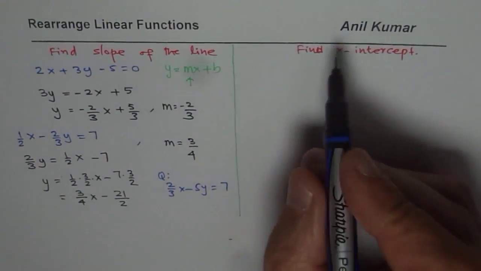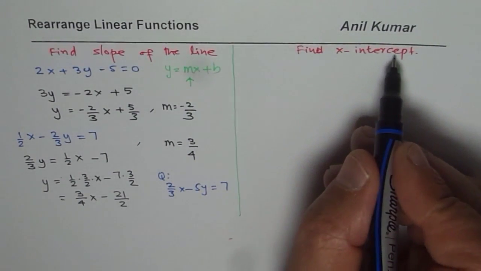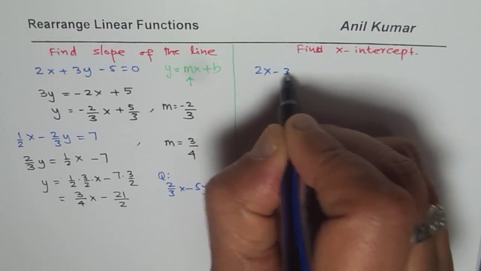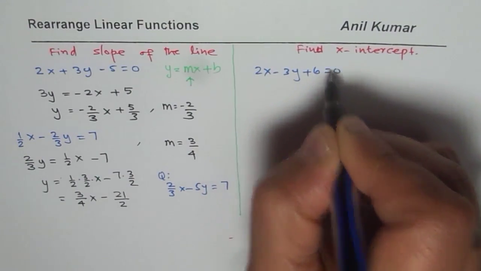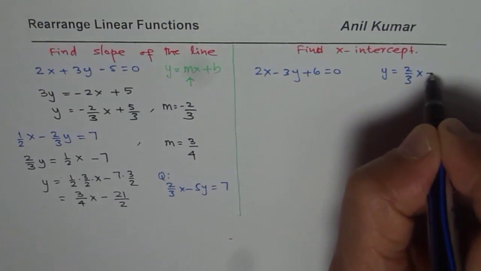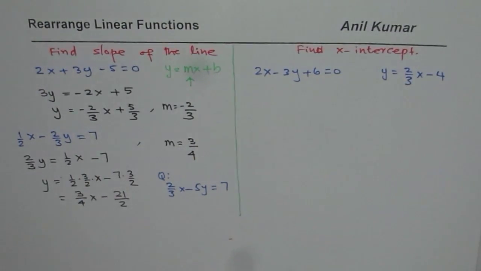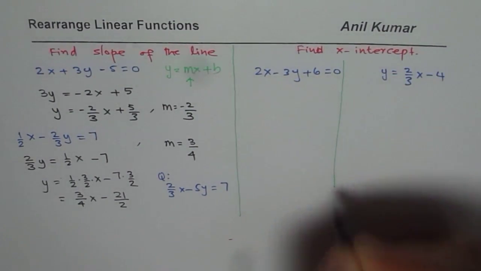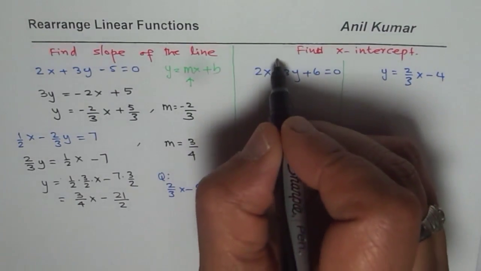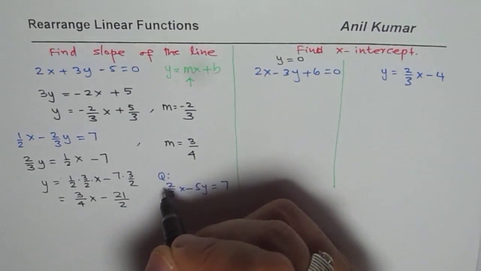Okay, now let's work on how to find the x-intercept. To find the x-intercept, I can take the equation as 2x minus 3y plus 6 equals 0. I could take another equation as y equals 2 over 3 x minus 4. So I'm taking equations in both forms, one in standard form and one in slope-intercept form. Now if you are given in standard form, let me draw this. Okay, if you are given in standard form, finding the x-intercept means what? It means equate y to 0. That is what it means.